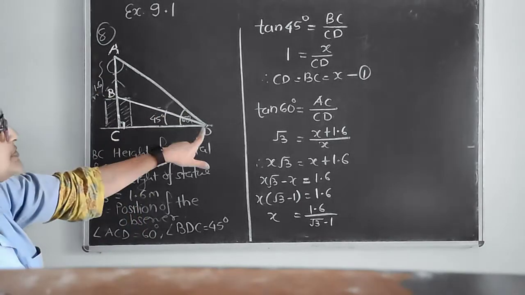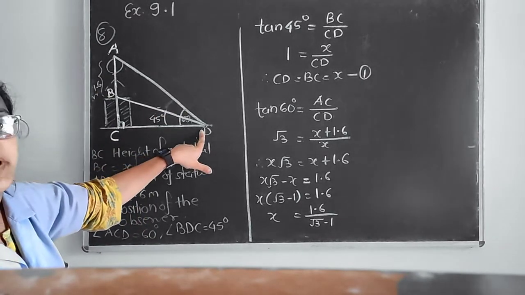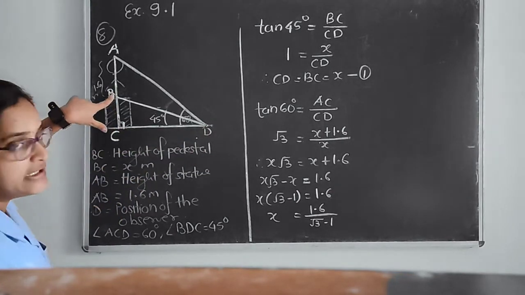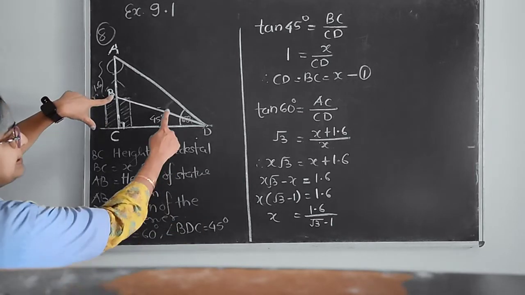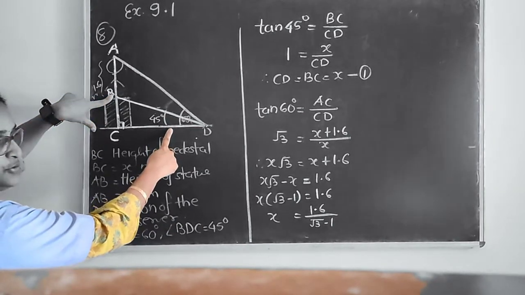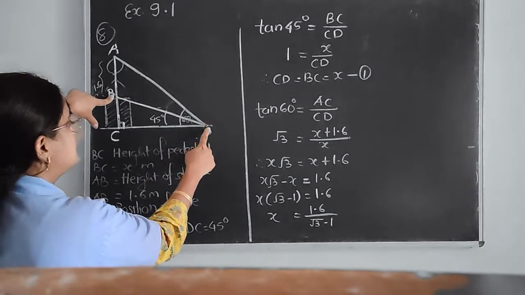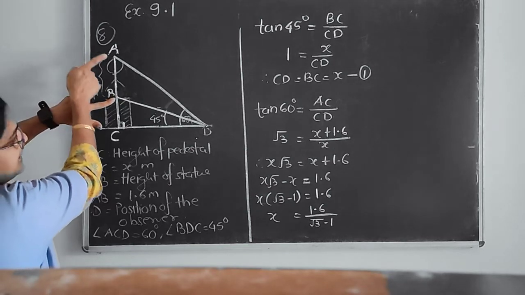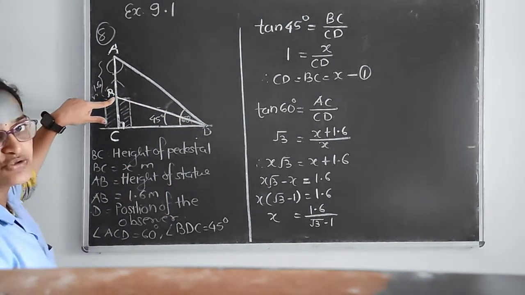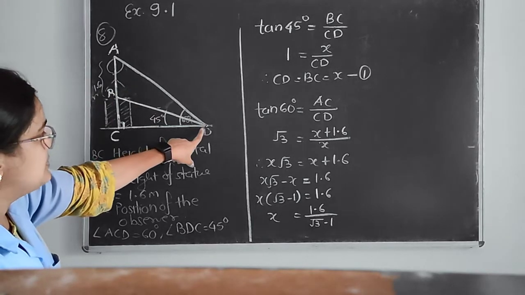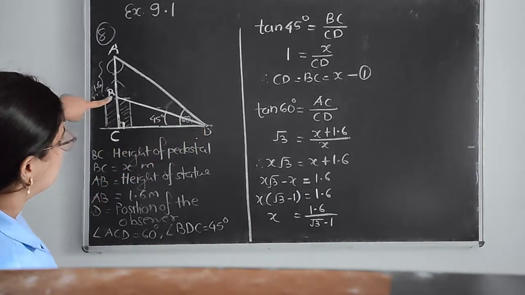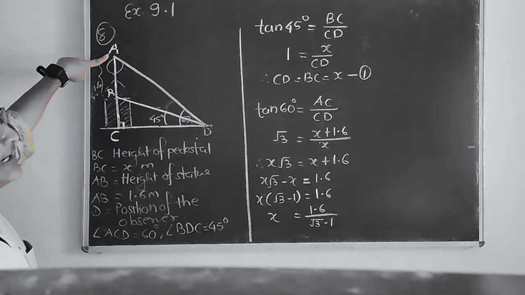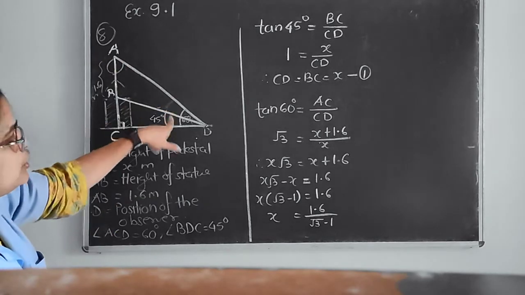Now an observer is standing at point D, and from here the observer is looking at the top of the pedestal, making an angle of 45 degree, that is told to you. And from the same point the observer is looking at the top of the statue, making the angle of 60 degree, that is told to you. Have you understood the situation? The person is standing at point D, looking at the top of the pedestal, making an angle of 45 degree. From the same position he is looking at the top of the statue, making an angle of 60 degree.